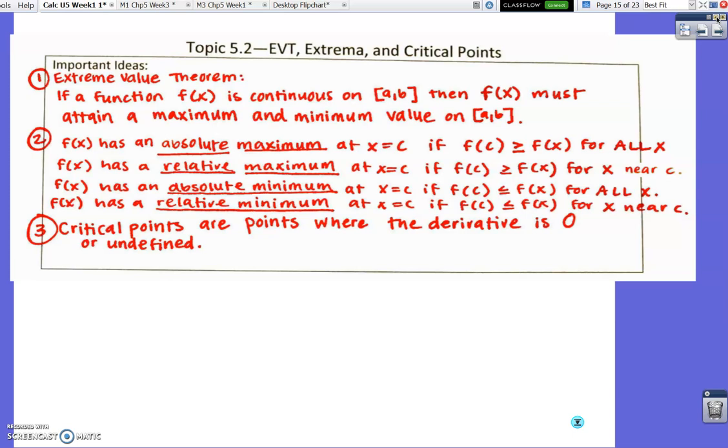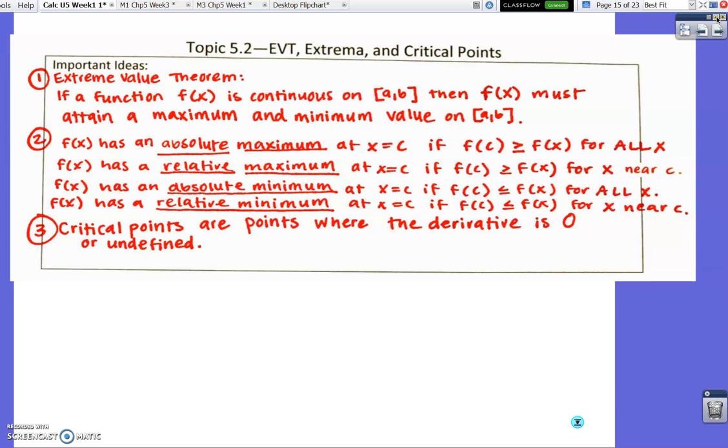The extreme value theorem states that if a function is continuous on the closed interval from a to b, then f of x must obtain a max and a min on the closed interval. So it has to have a maximum and a minimum value. They can be the same because it can be a horizontal line, but there must be a max and a min. If it has an absolute max at c, then f of c is larger than or equal to f of x for all the x values.